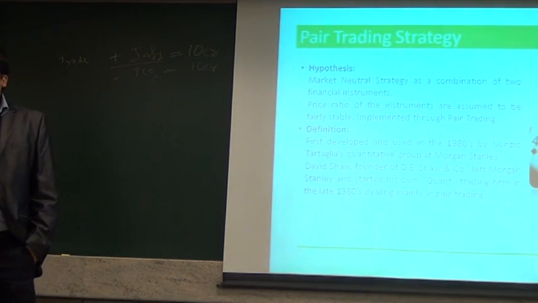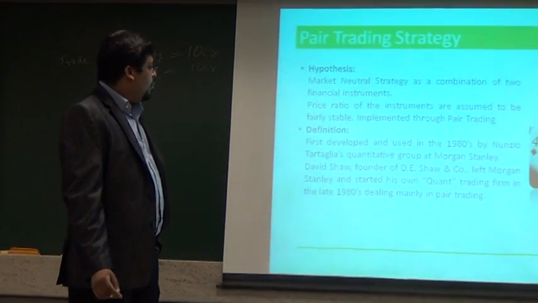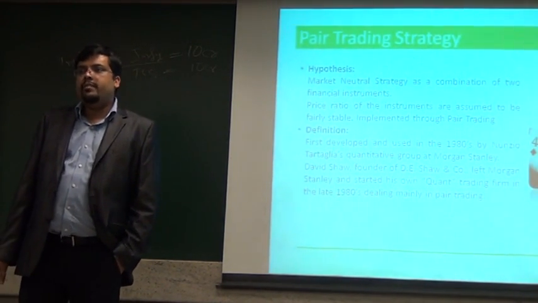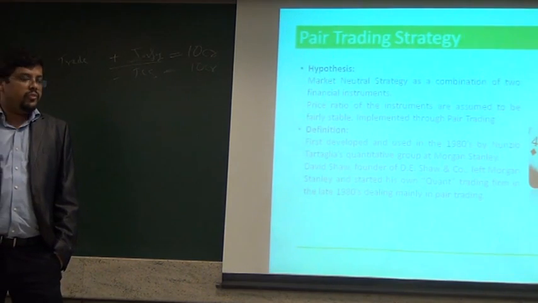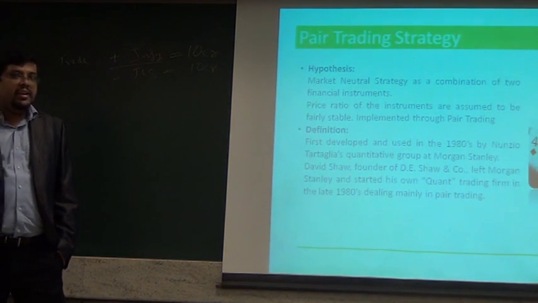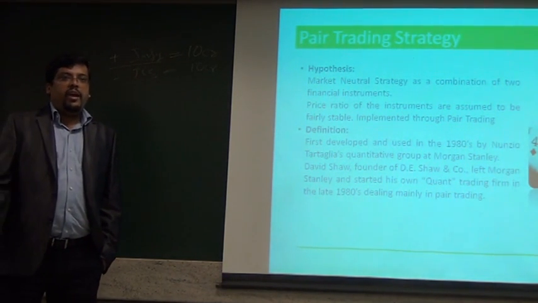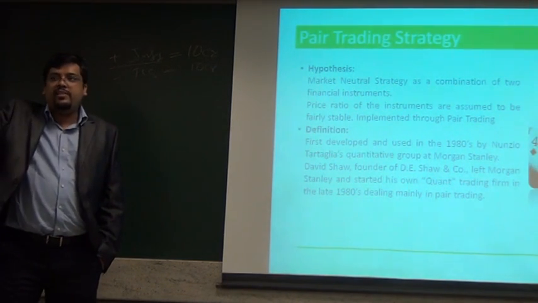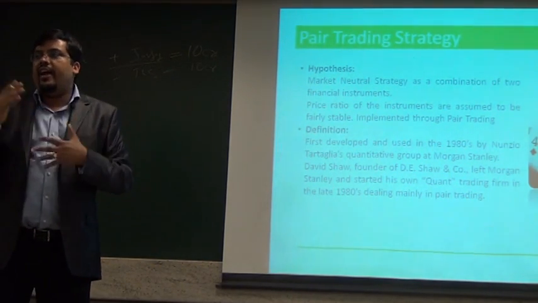David Shaw, the founder, I think you guys might be knowing about him. David Shaw, the company founder, left Morgan Stanley and started his own quant trading in 1980s, dealing mainly in pair trading. So, if I talk to you about one strategy which is being highly used in the hedge funds, in the various proprietary desks, all over the world, and is highly researched, meaning maximum number of academic papers, it is pair trading. Because everybody is trying to see, it's like the elephant and the blind man looking at it. Okay, I can look at pair, it's like this. Okay, I can go short, I can go long, I can look at this. So everybody is trying to get an edge over each and every one.